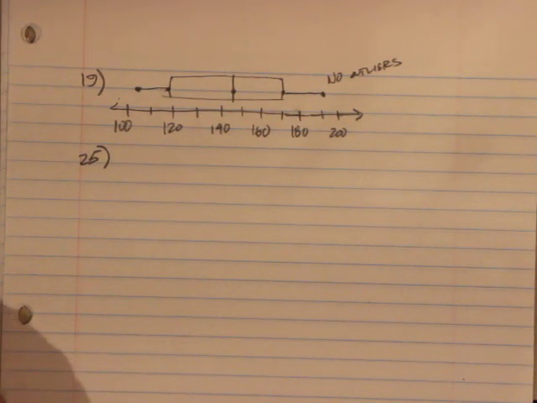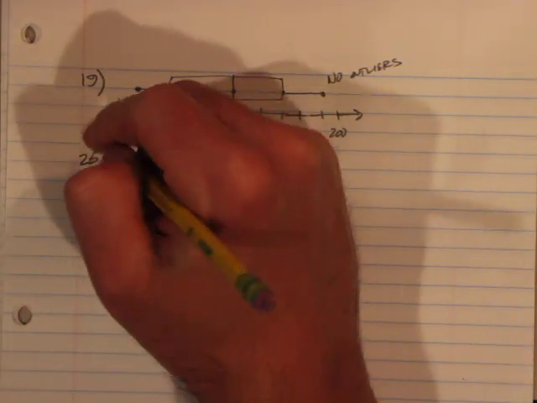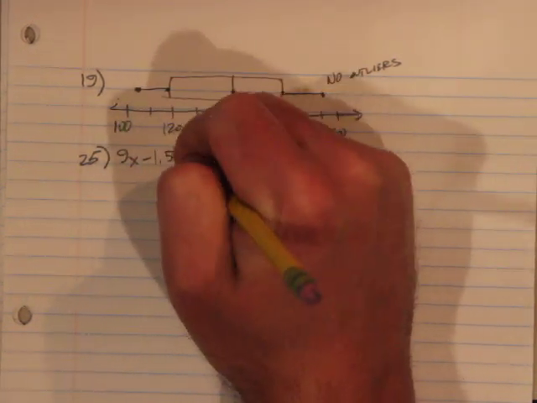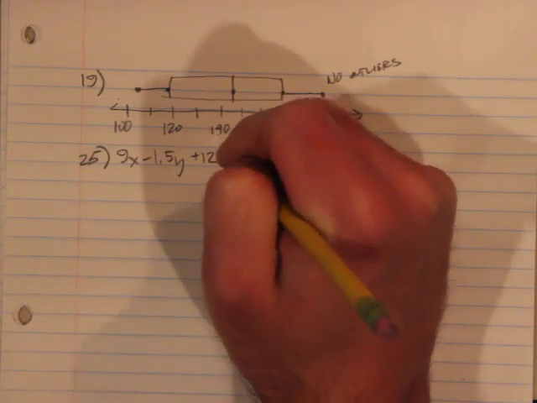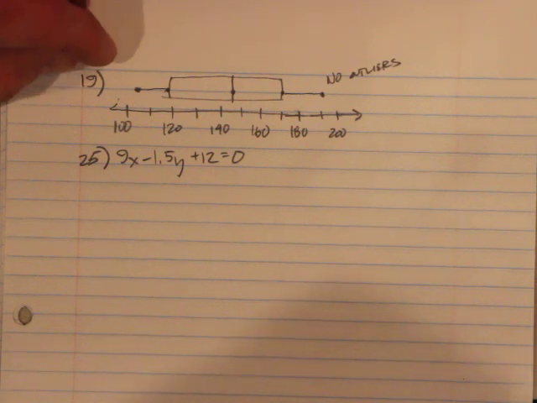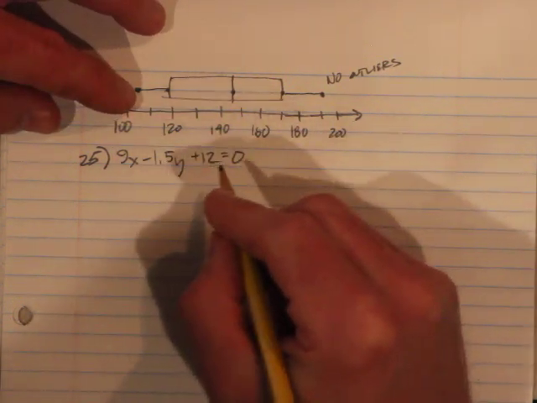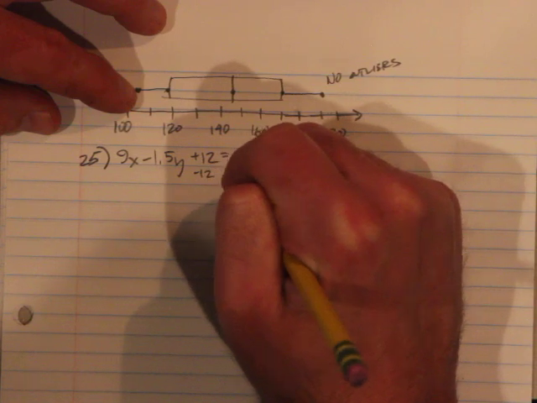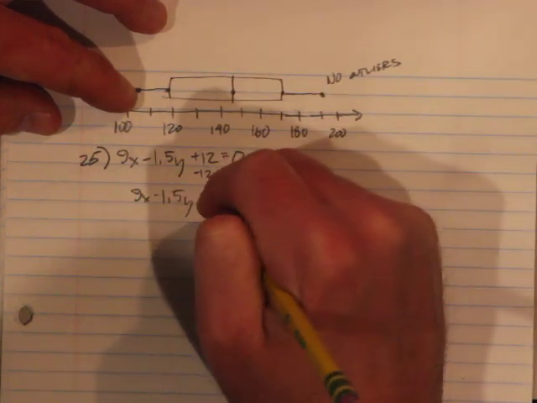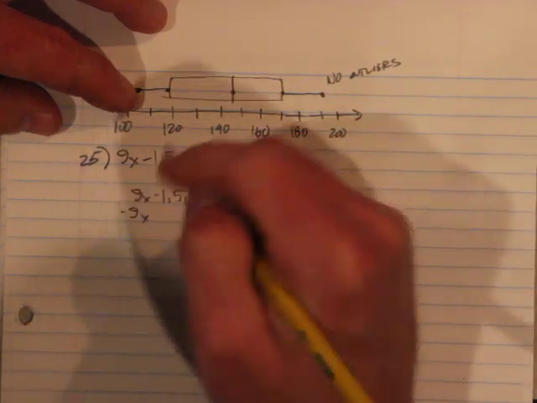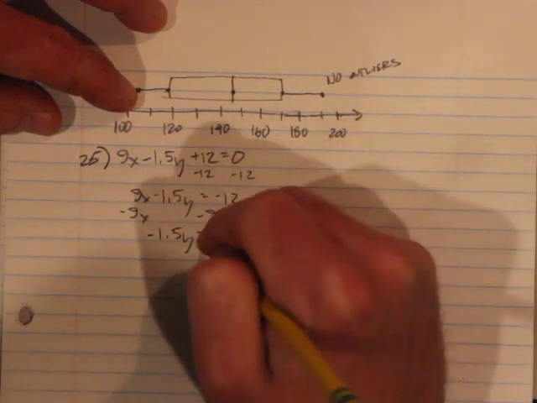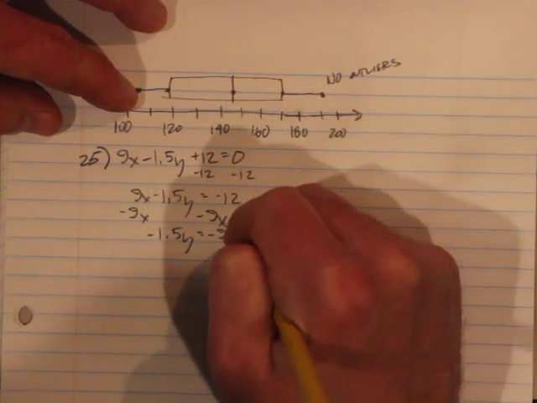Number 25, graph 9x minus 1.5y plus 12 equals 0 using slope-intercept form. So I am going to rewrite this in slope-intercept form. I am going to subtract 12 from both sides. That gives me 9x minus 1.5y equals negative 12. I'm going to subtract 9x from both sides. That gives me negative 1.5y equals negative 9x minus 12.